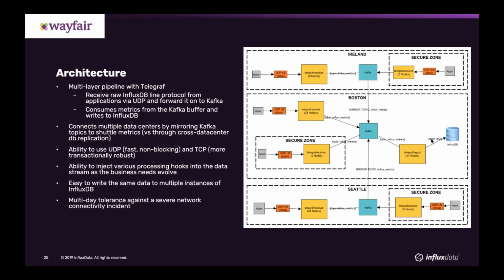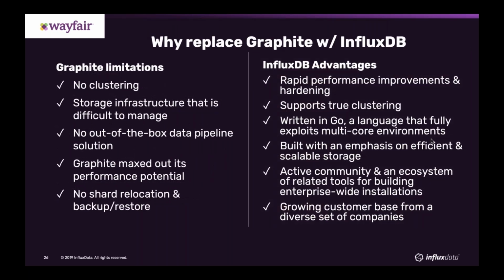And what they were using before, let's switch to the next slide. They replaced their Graphite instance with InfluxDB. And they hit a lot of limitations with Graphite. It didn't have clustering. The storage infrastructure was difficult to manage. It took a lot of work. They didn't have any data pipeline out of the box. They really maxed out its potential and performance. And with no shard relocation, backup or restore, they were pretty nervous about what would happen if they had any sort of outages. So they brought in InfluxDB because of rapid performance improvements and hardening.